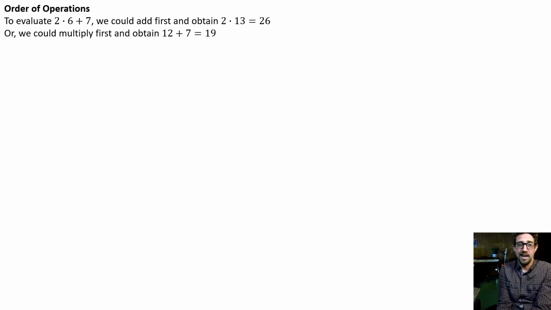So it is, as you may know, the second thing. You do the 2 times 6 first. And that's not because you're just going from left to right. That's because you actually always multiply first. And let me show you why.